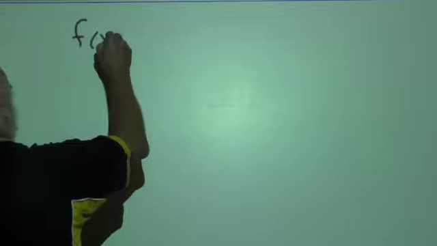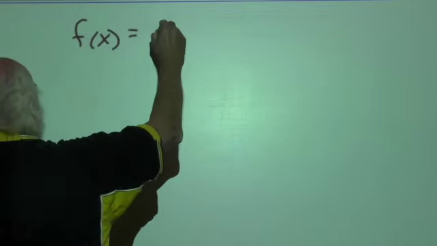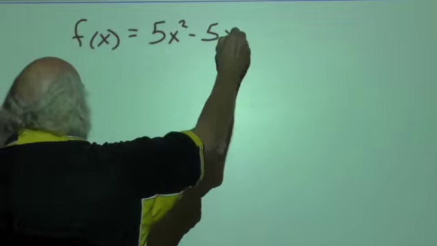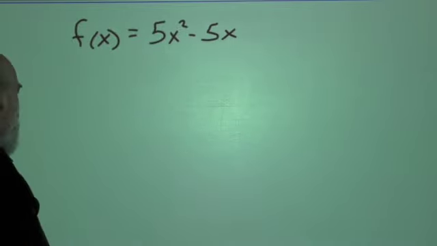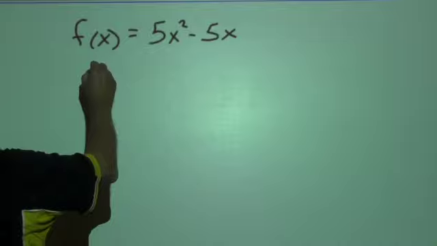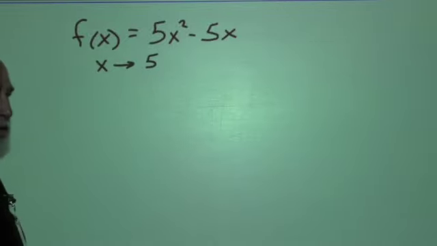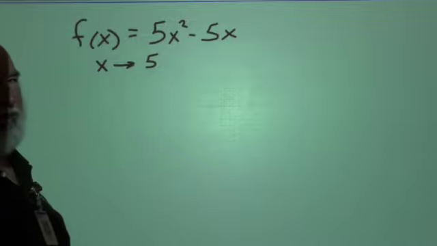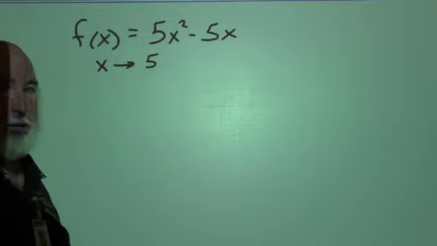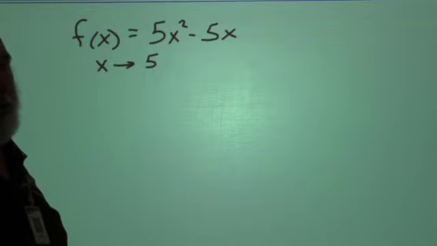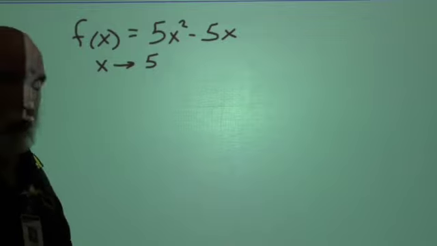Okay, so let's take a look at the graph of f of x equals 5x squared minus 5x. In this particular case, x is going to approach 5. We want to see what the absolute limit of this graph is at that particular point. So instead of doing the mathematics, which you can probably see what the limit's going to be if you did the mathematics, we need to prove it on the graph.